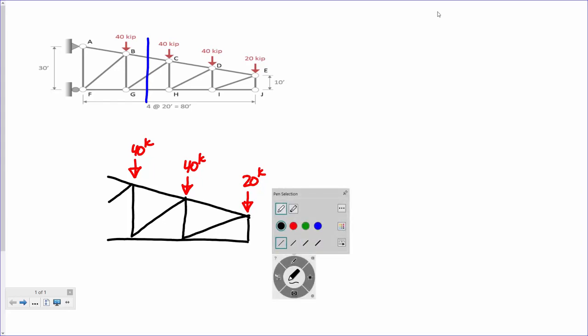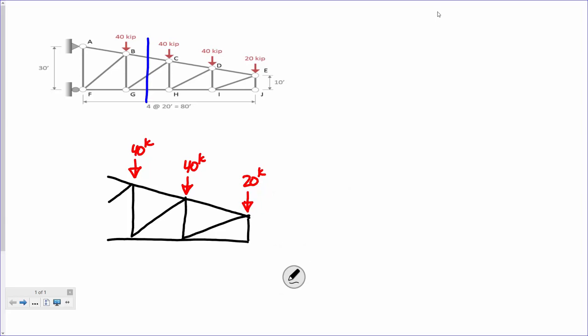Oh, there we go. The buttons can change the color up here, so I'm going to use that. Thank you very much.